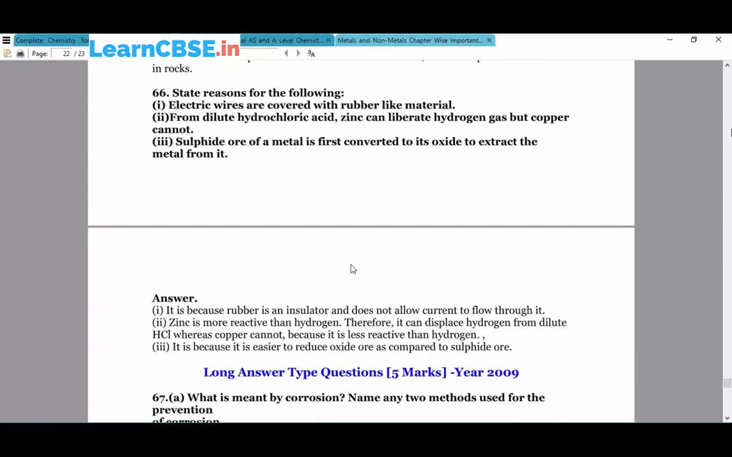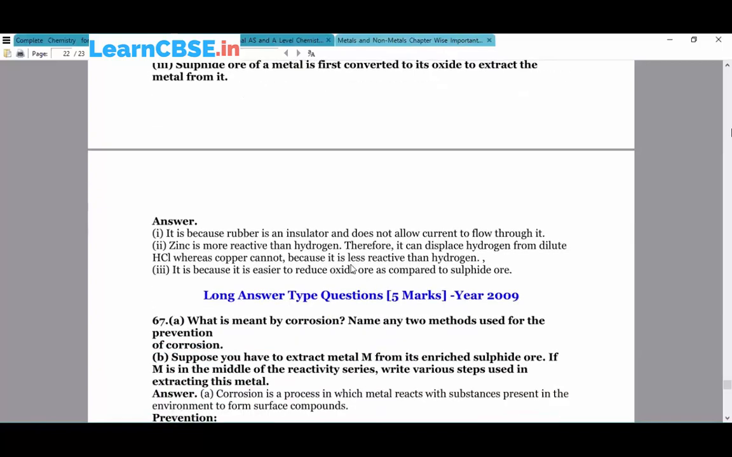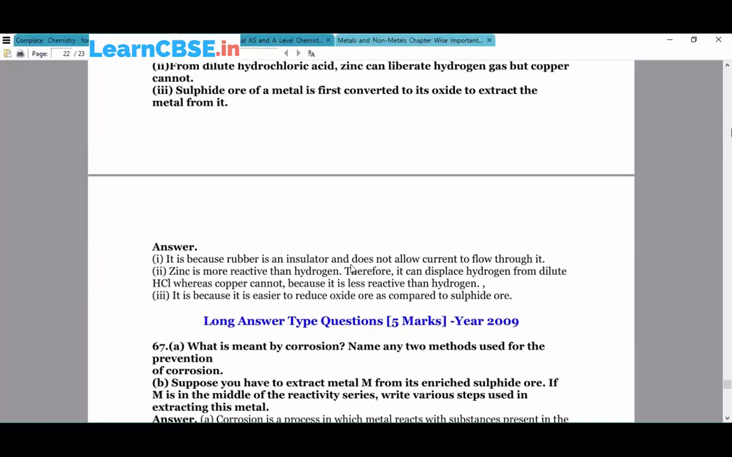State reasons for the following. Electric wires are covered with rubber-like material. It is because rubber is an insulator and does not allow the current to flow through it.